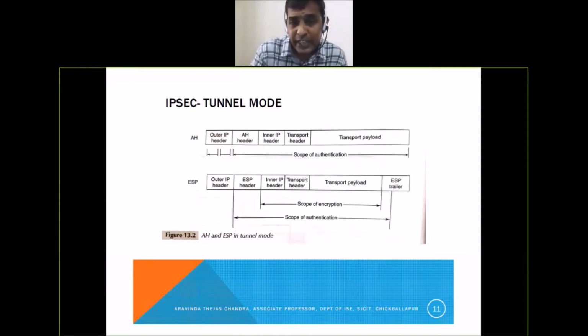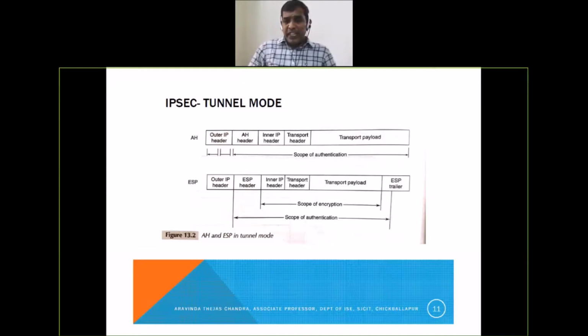That means the original packet is encrypted and placed in a new IP header. So the IP header, transport header like TCP, and payload are encrypted. That's why that is the scope of encryption. Whereas the scope of authentication is not only the IP packet but also the header of the client. Okay. So this is the basic difference between the transport mode and tunnel mode.